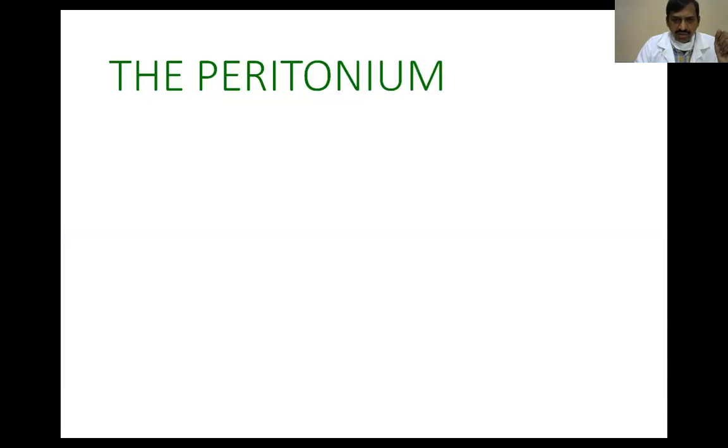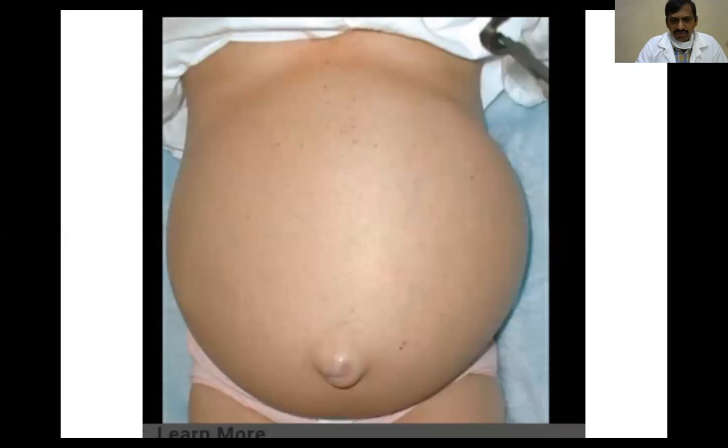In brief. Next, coming to another important topic, the peritoneum. You can see here this clinical condition. This condition is called ascites, an abnormal collection of fluid in the peritoneal cavity. Due to ascites, you see prominent veins, and the umbilicus is also protruded. This is the clinical condition ascites.